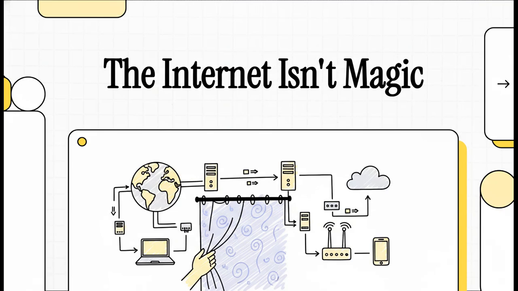Think about it. We use the internet every single day for pretty much everything. But for most of us, how it works is, well, it's basically magic, right? Today, we're going to pull back the curtain and look at the actual machinery that makes it all run.